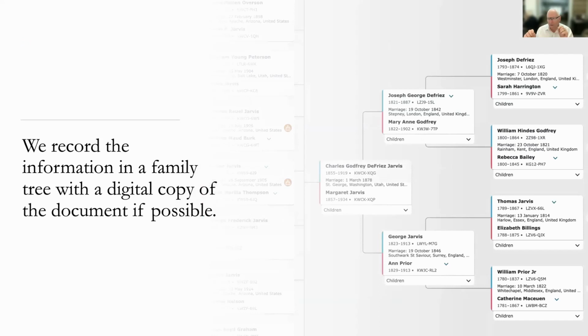So now what we have to do is record the information in a family tree with a digital copy of the document, if possible. Now, this is really a crucial way of making an advancement. I have people coming to me for consultations every week, week after week after week, and many of them do not have a family tree. They are simply lost. They have no idea how they are interrelated or related to different people.